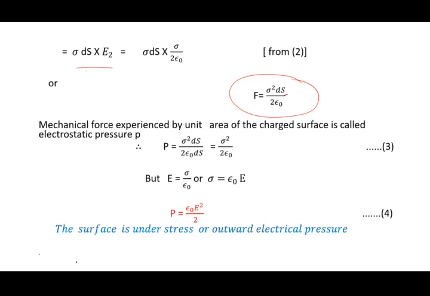And if I want that per unit area, then the mechanical force experienced by unit area on the charged surface is sigma square by 2 epsilon naught. Let me denote it by the symbol P, and P has a name, that is electrostatic pressure. Therefore, whenever we have a conducting surface, that conducting surface is under a certain kind of outward electrical pressure.